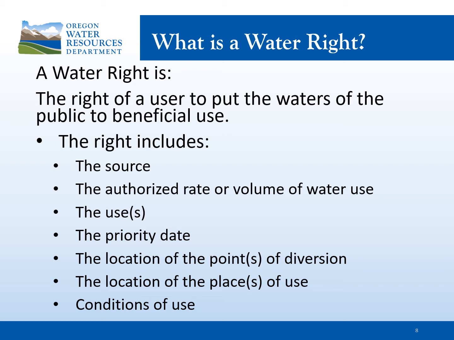a creek, a river, lake, pond, or reservoir for a surface water right, and a well or sump for a groundwater right. An authorized use or uses, such as domestic, irrigation, industrial, or municipal. A priority date, which is used to determine who gets water in times of shortage. The more senior or older the water right, the longer water may be available in time of shortage.